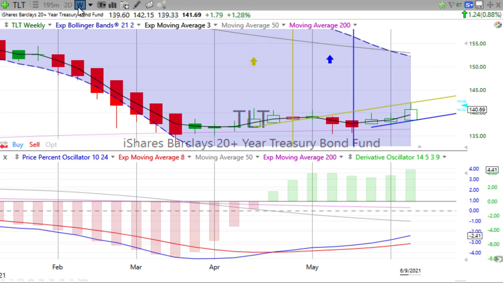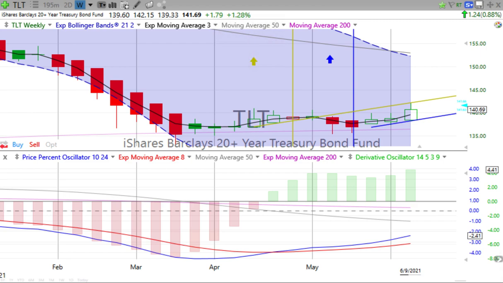And as I've said over and over, typically bonds are usually a safe haven when stocks aren't doing well. Stocks continuing to knock up, having some difficulty doing that with those negative price percent oscillators. Bonds doing what you would think bonds would do when the market's having trouble. So we'll see how all this ends up playing out.